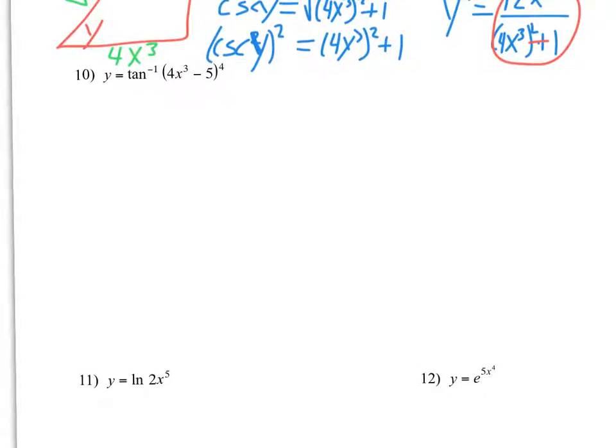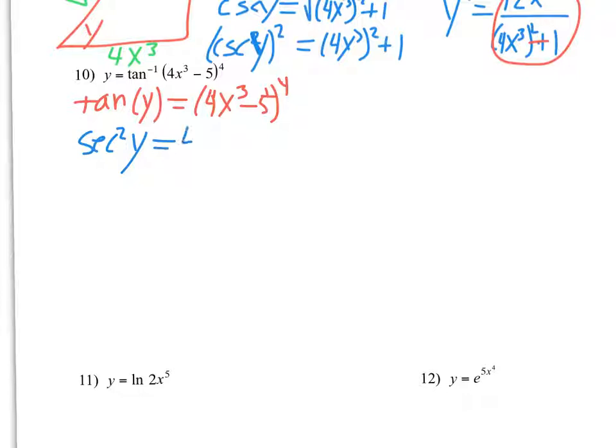Number 10, since we're doing the derivative first, we're going to start off with tangent of y is equal to 4x cubed minus 5 to the 4. Okay, I'm going to take the derivative of both sides. We get secant squared of y, and that's going to be equal to 4 times 4x cubed minus 5 to the third times the derivative of the inside, which is 12x squared.